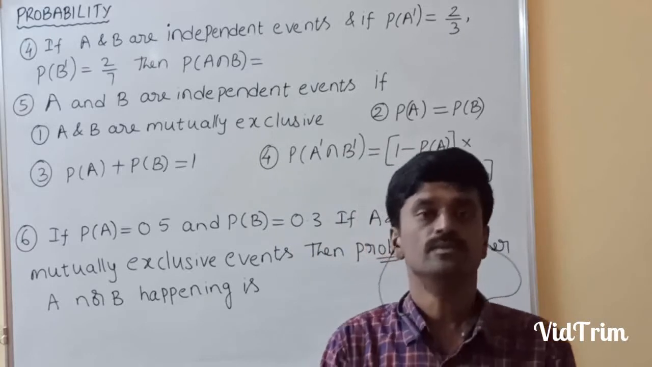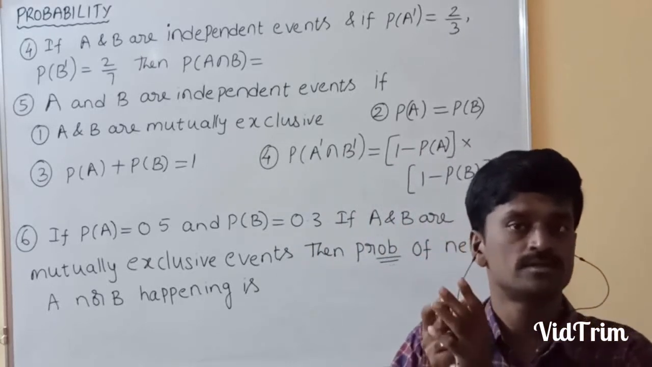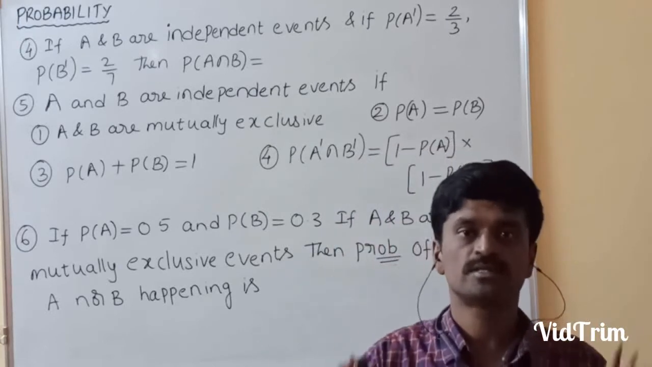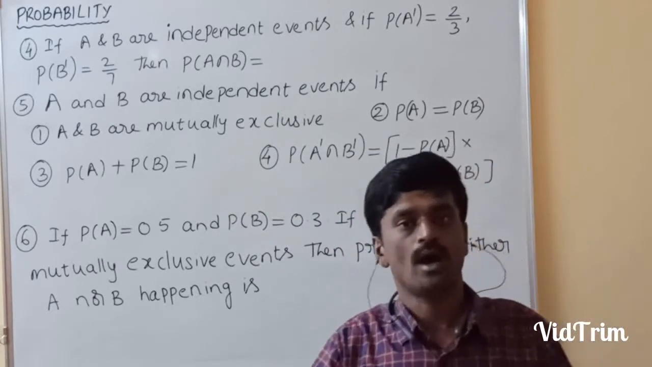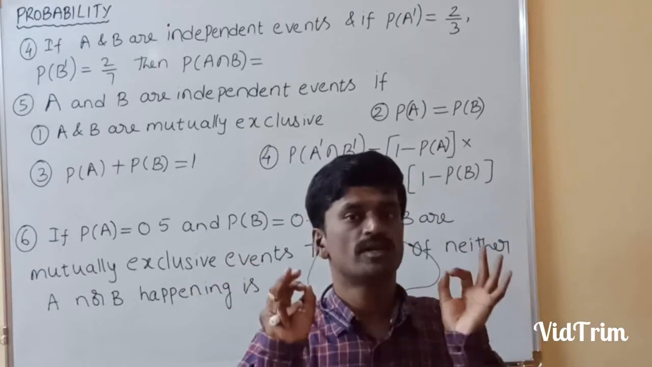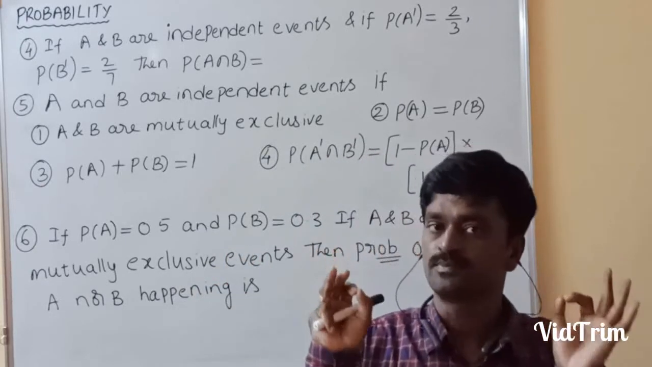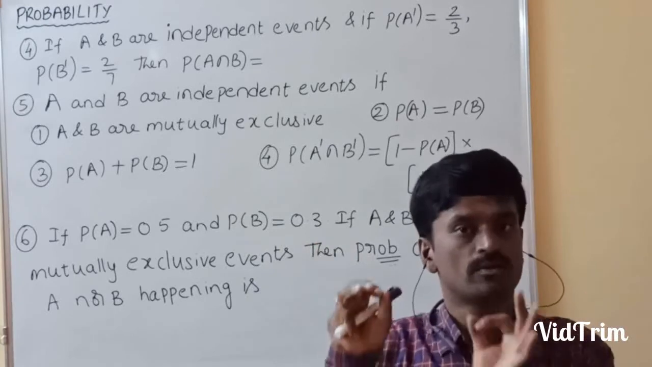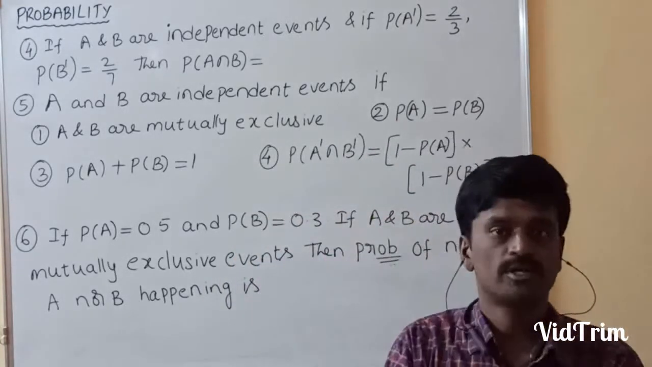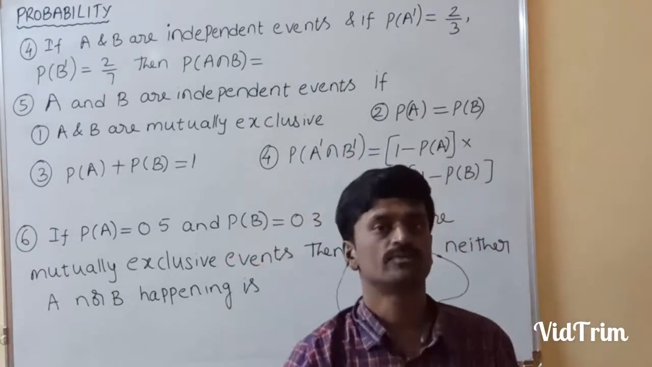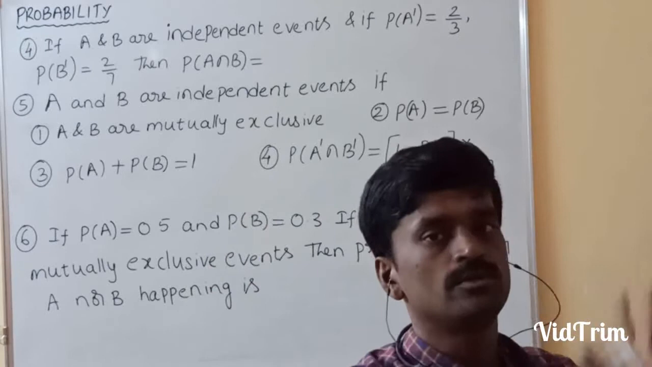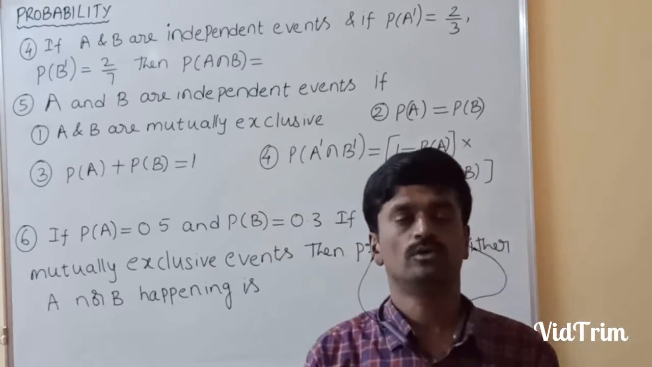That means the two events A and B do not occur simultaneously. Whenever you conduct a random experiment, whatever outcome you get, if it is favorable to A, it should not be favorable to B. If it is favorable to B, it should not be favorable to A. Such events are called what?